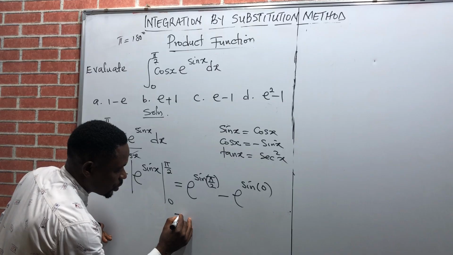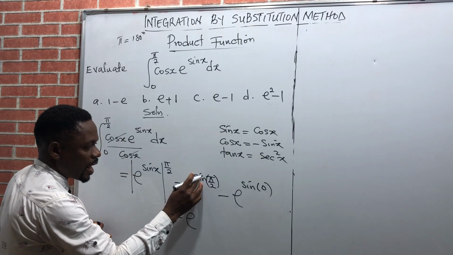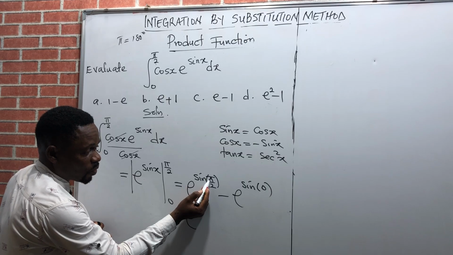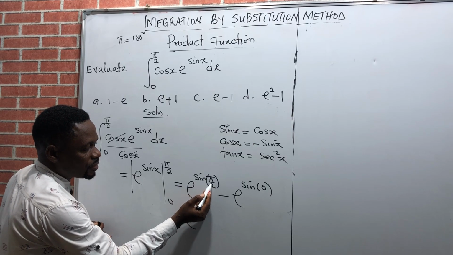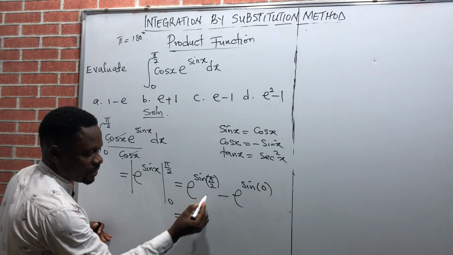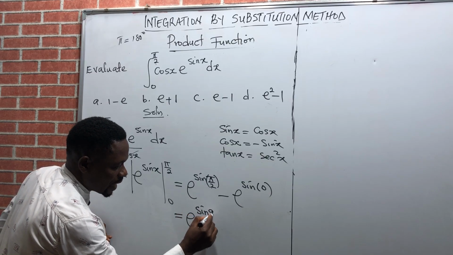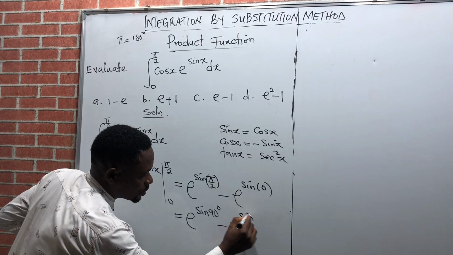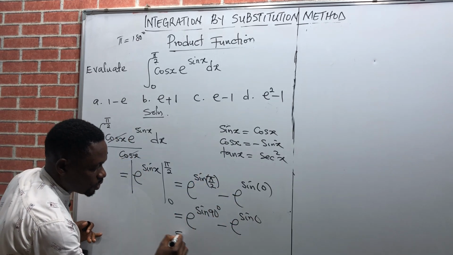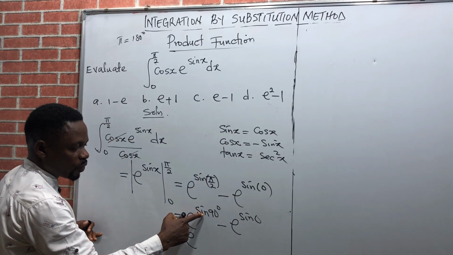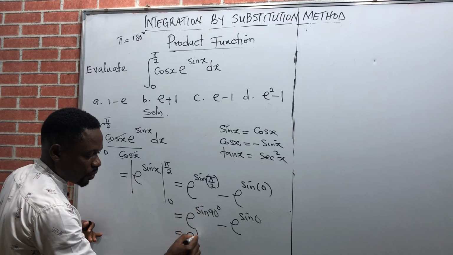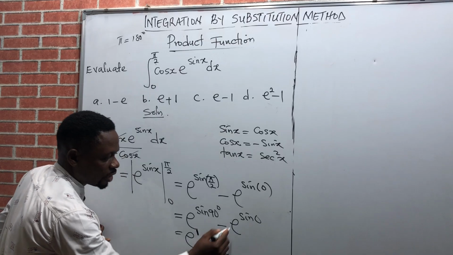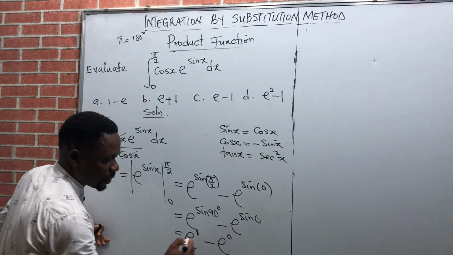If you continue, you'll have exponential. I told you that pi means 180 degrees if you are converting to degrees. Now 180 over 2 will give you 90. I will now have exponential sine 90 degrees minus exponential sine 0. If you punch your calculator, sine 90 degrees is 1. Then minus exponential sine 0, and sine 0 is always 0. Are you with me now?